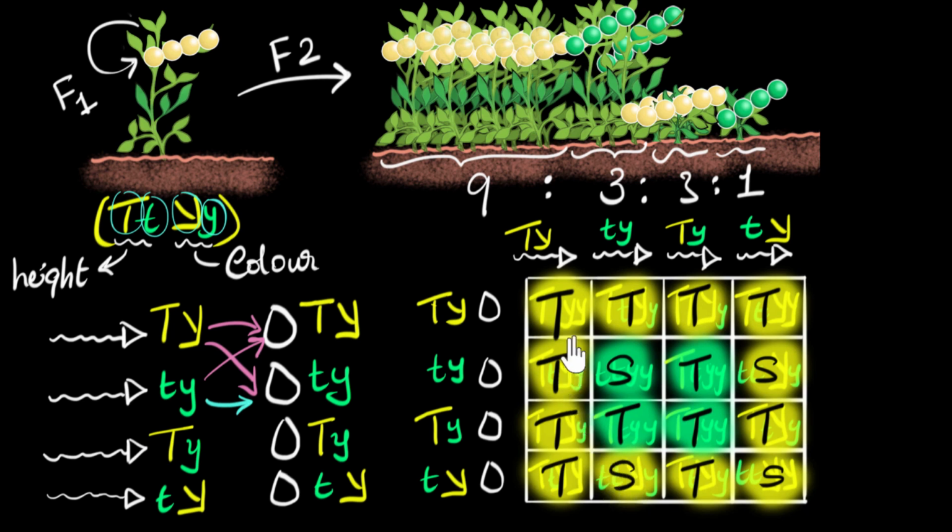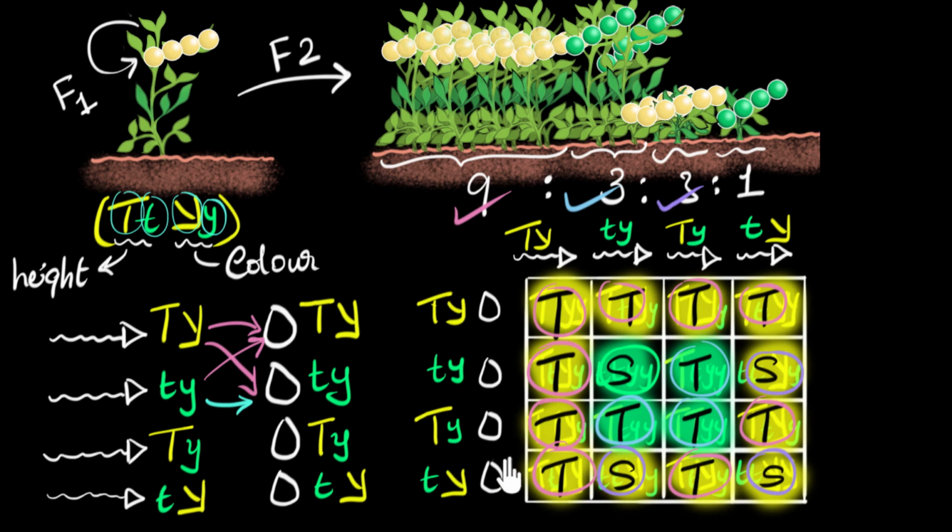Now let's count. How many tall yellow? 1, 2, 3, 4, 5, 6, 7, 8, 9. That's what we got over here. How many tall green? Let me use a different color. 1, 2, 3. That's what we got here. How many short yellow? Again, different color. 1, 2, 3. And how many short green? Only 1. Perfect. Mendel was spot on his theory.